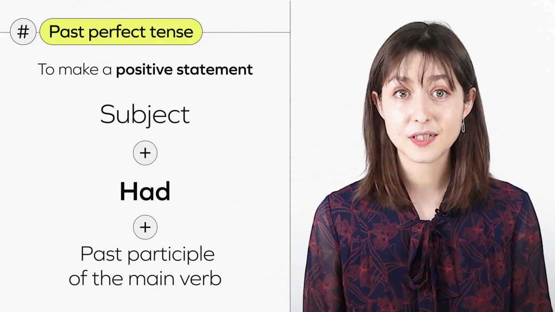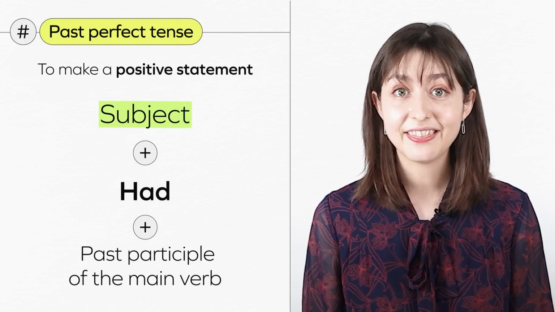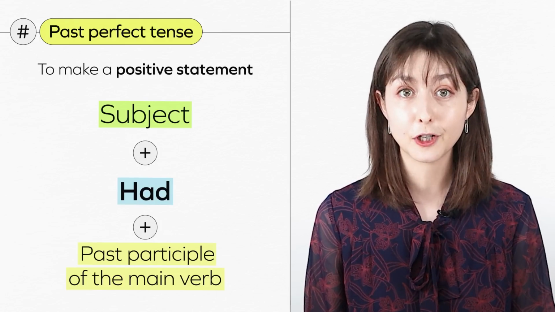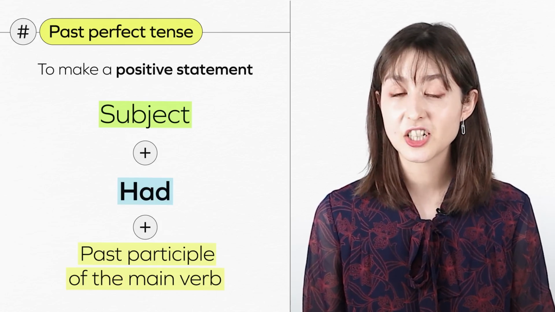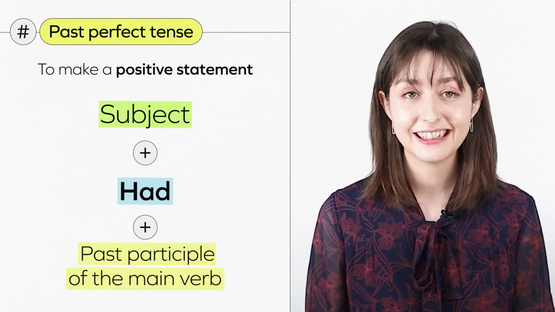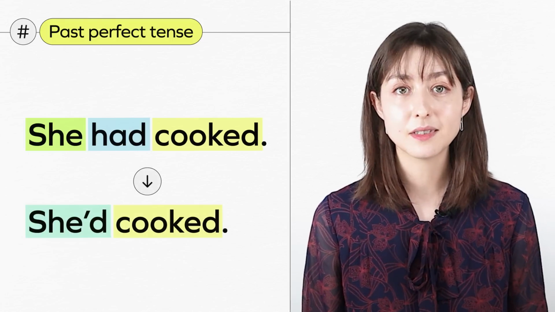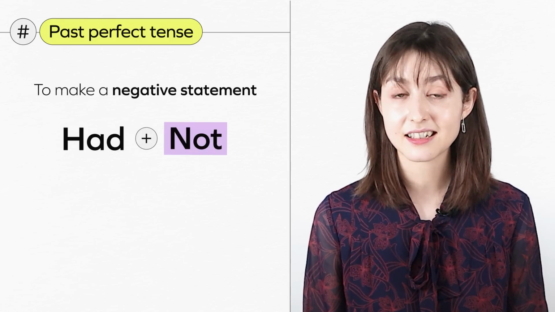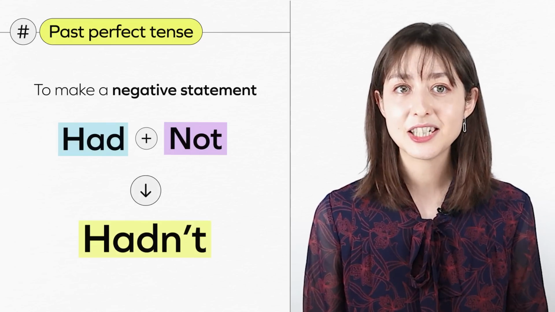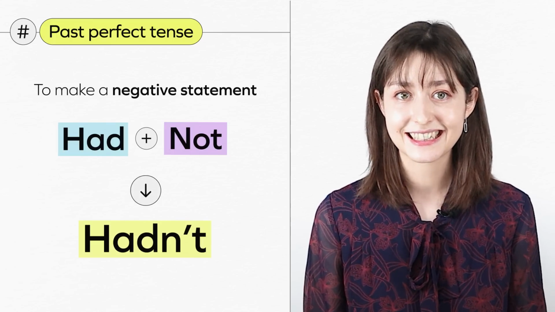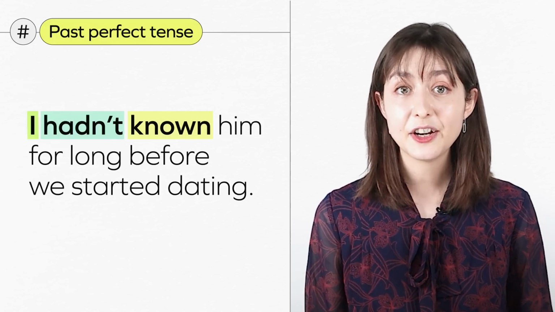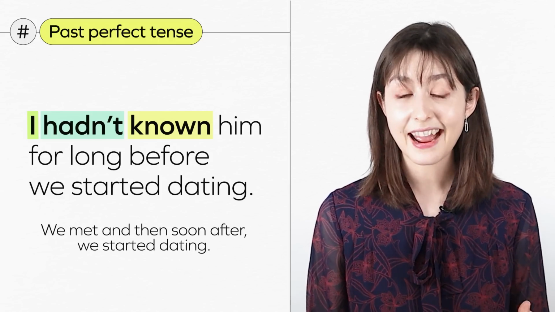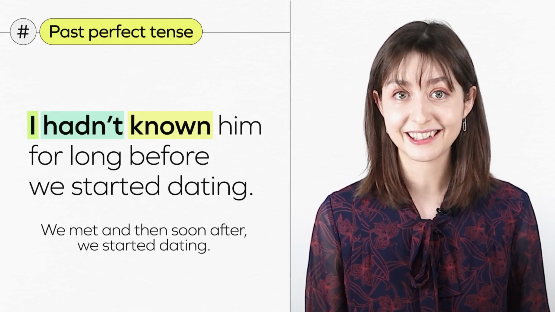To make a positive statement, say the subject and then had. Then use the past participle of the main verb. You can make a contraction with the subject and had. She had cooked becomes she'd cooked. To make a negative statement, add not after had. It's common to use the contraction hadn't. For example, I hadn't known him for long before we started dating. This means we met and then soon after we started dating.